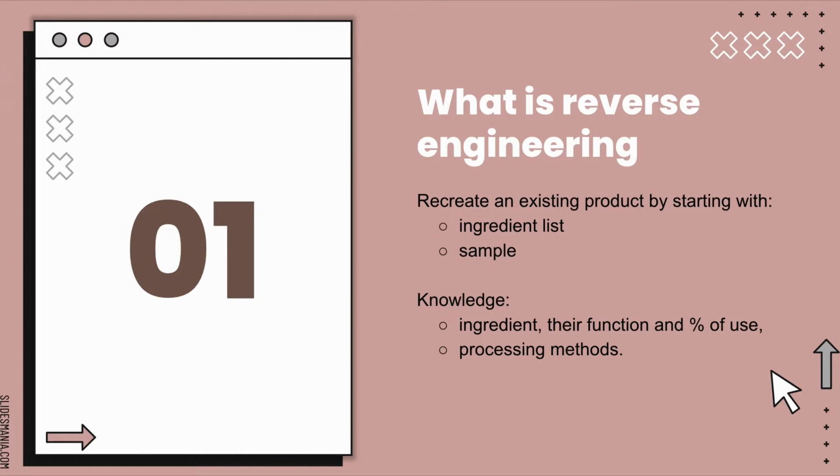Reverse engineering consists of recreating an existing product by starting with an ingredient list and a sample of that product. It requires detailed knowledge of each ingredient, its function and percent of use, as well as detailed consideration of processing methods.